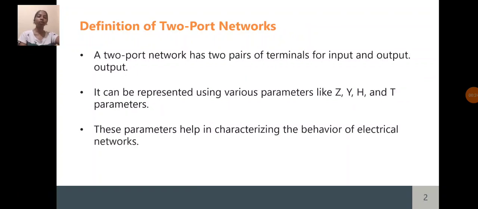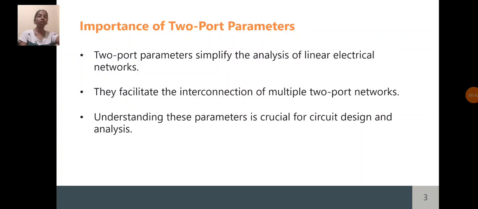Definition of two-port network. A two-port network has two pairs of terminals for inputs and outputs. It can be represented using various parameters like Z, Y, H, and ABCD parameters. These parameters help in characterizing the behavior of an electrical network.